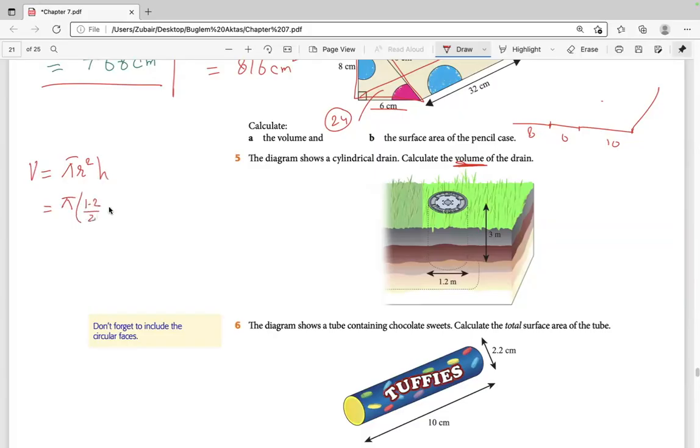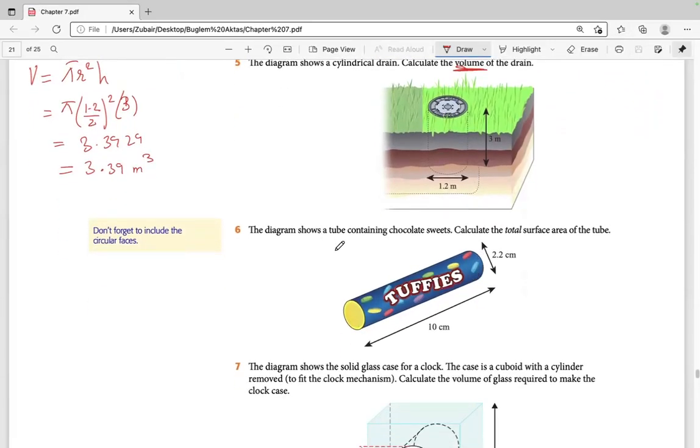I got 3.4. Pi into r squared into h is 3.3929. We will write it up to 3 significant figures. 3.4 is correct. Meters cubed.